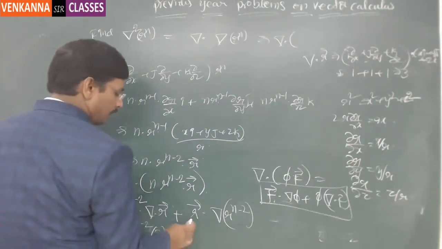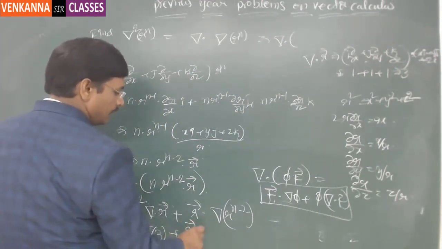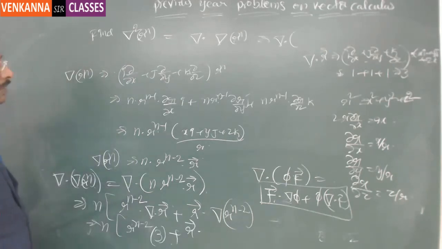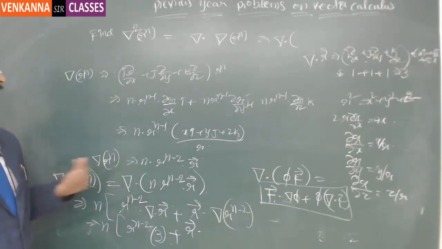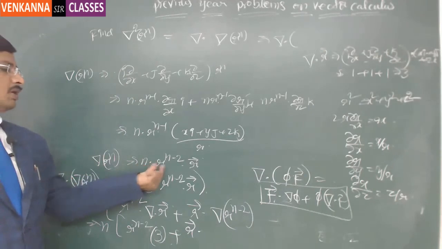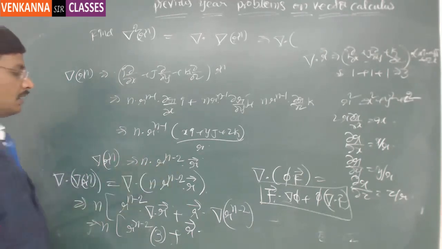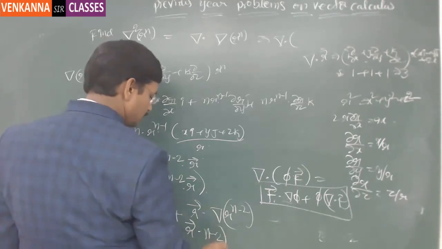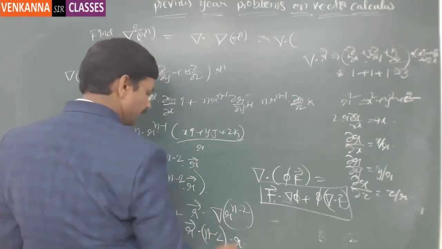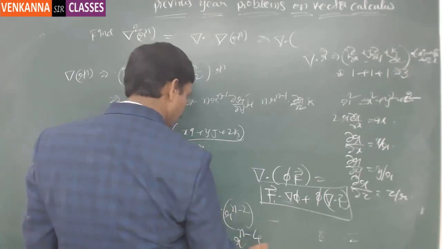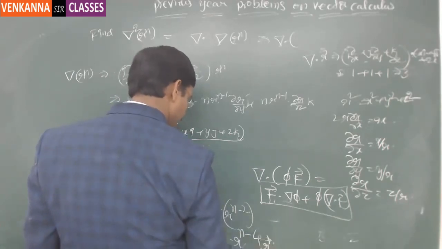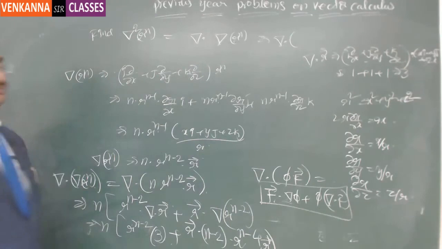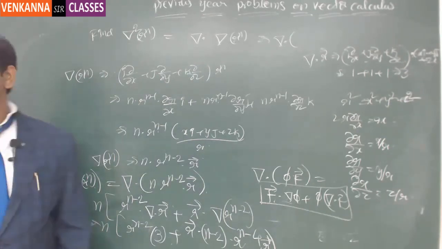Then r bar dot del of r power n minus 2. Earlier when we operated on n, it came out to be n into r power n minus 2 into r bar. Now instead of n, it is going to be n minus 2. So this is n minus 2 into r power n minus 4 into r bar. So this is the value we have got. Got it? Note down till this point. I am going to erase it and rewrite it.